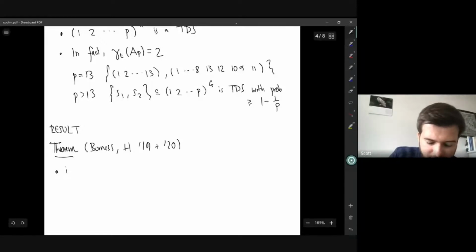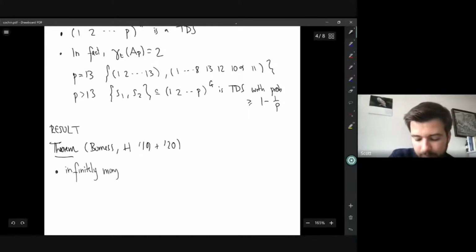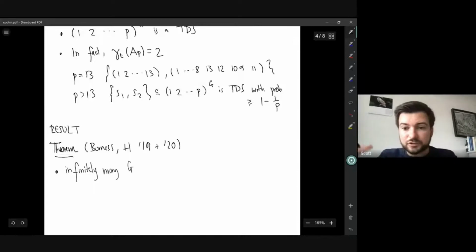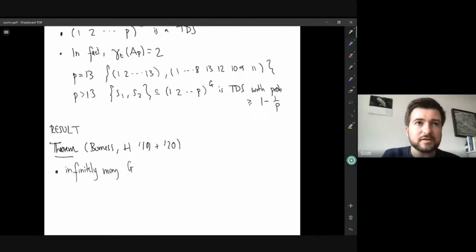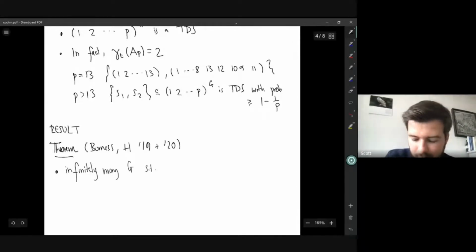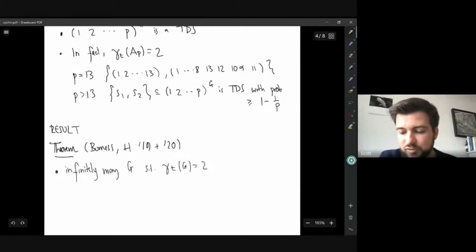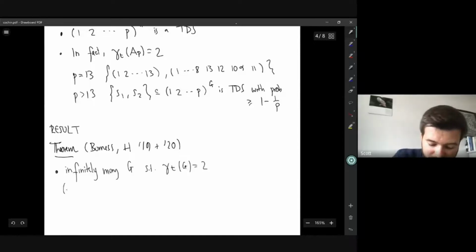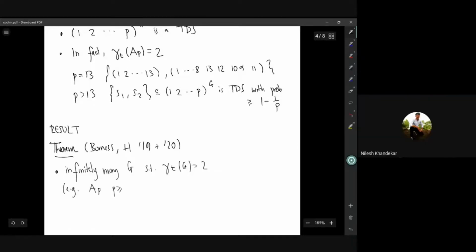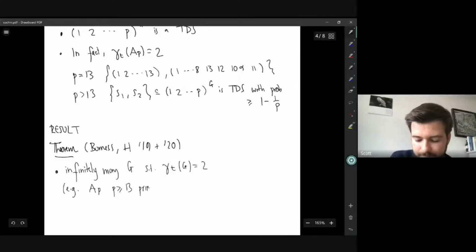The first statement is not particularly satisfying, but that's just the way it's phrased. There are infinitely many. So we're in the land of finite simple groups, right? There are infinitely many finite simple groups G with total domination number 2. Let me give you some examples. We've already seen that this theorem is true, because A_p with p prime is certainly one.